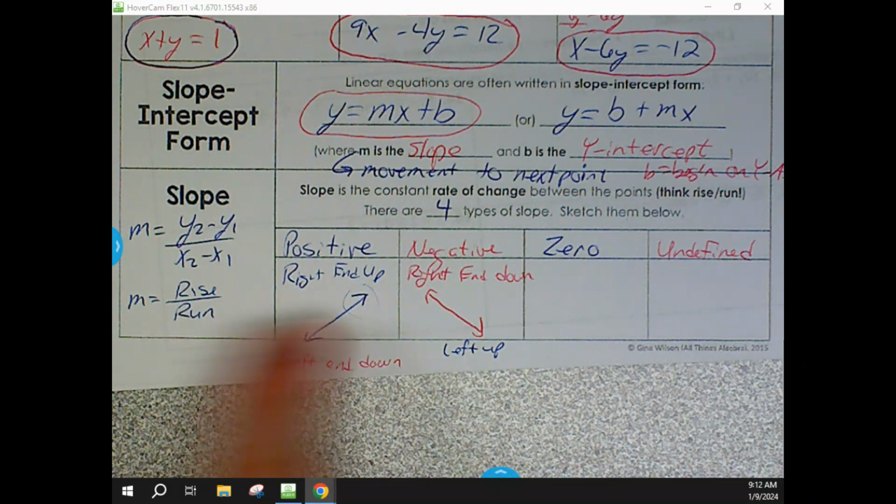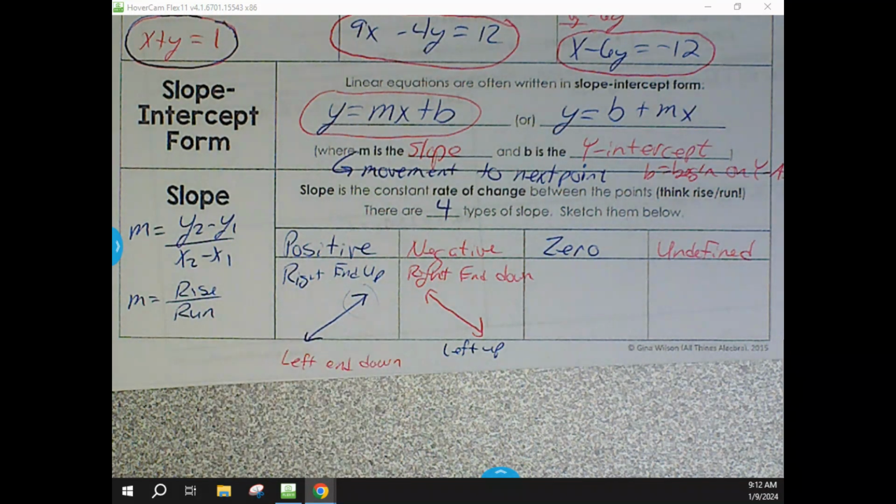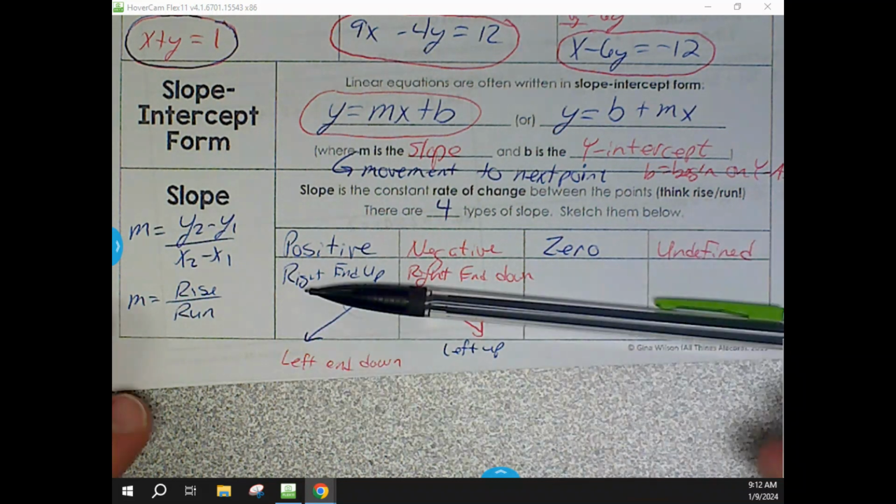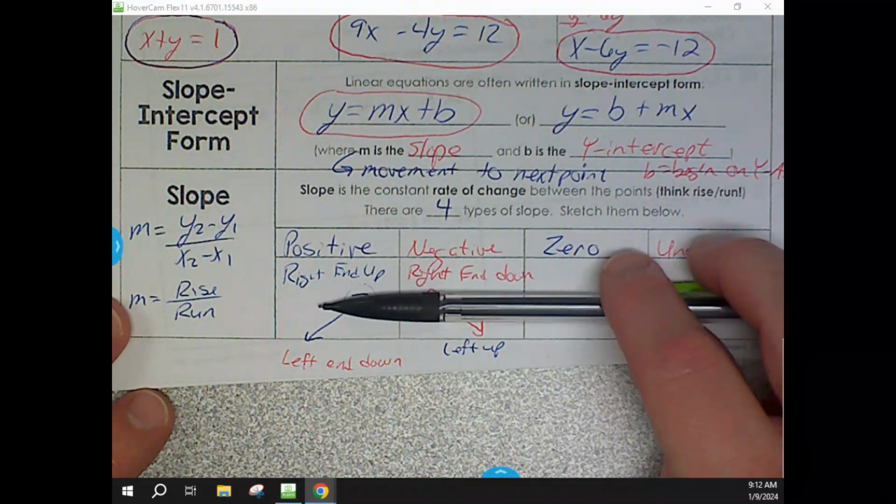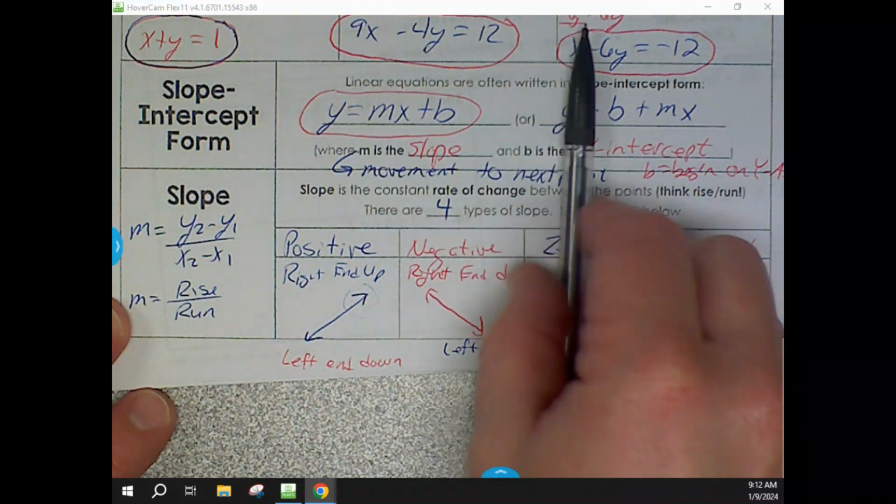So we know we've got positive, we know we've got negative. When it comes to our next 2 lines, either we're going to have a horizontal line, or you're going to have a vertical line.